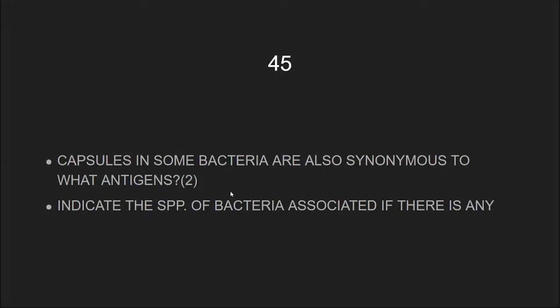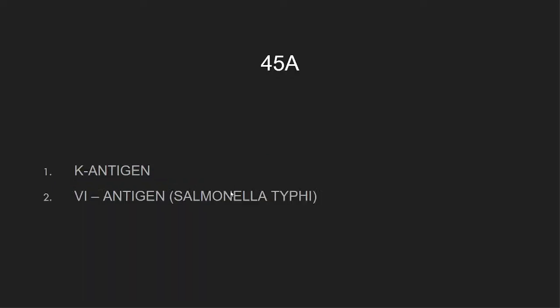Capsules in some bacteria are also synonymous to what antigens? Please don't forget these terms, the K antigen or the Vi antigen. K antigen for most types, and Vi antigen is actually for Salmonella typhi, because the capsule for this organism usually has another component in it. It's not like the other one, which is made of polysaccharides.